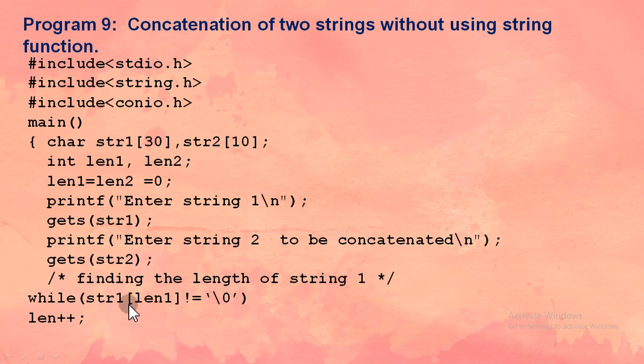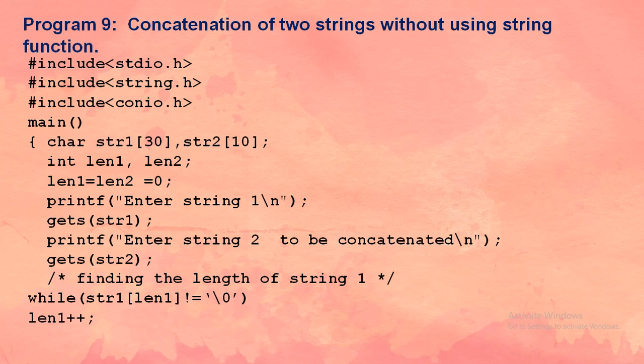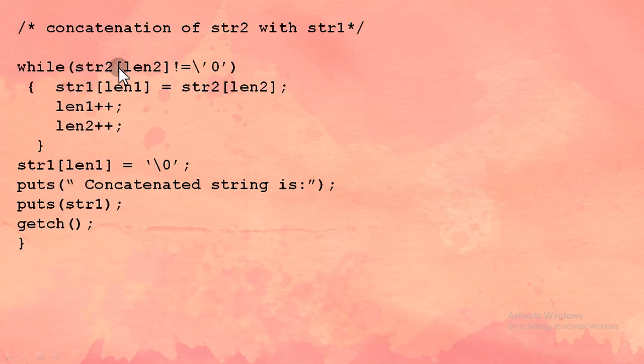It's very simple. While string 1 of len 1 is not equal to the null character, till the end of string 1 is reached, go on incrementing len 1. So len 1 contains the length of the first string, which is to be concatenated with the second string. Soon after we leave the while loop, len 1 will have been incremented, and it is the position of the null character. Therefore whenever we concatenate, the null character of string 1 will be overwritten with the first character of string 2.